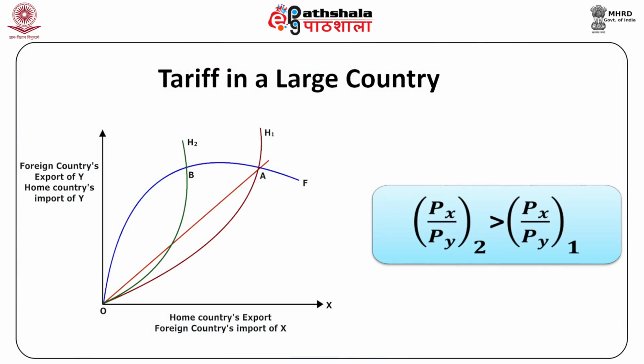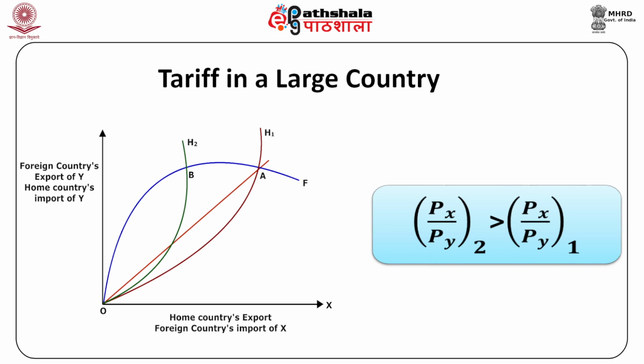Consider that there are two countries: home, which exports X and imports Y, and the country foreign. OF shows the offer curve of the foreign country, while OH1 is the offer curve of the home country in the absence of a tariff. The equilibrium is attained at point A, where OF and OH1 intersect each other. Now suppose that home imposes a tariff. Because of that, home's offer curve is now OH2, and it cuts OF at point B.